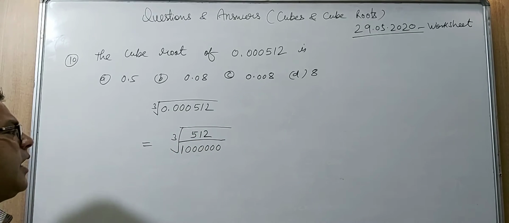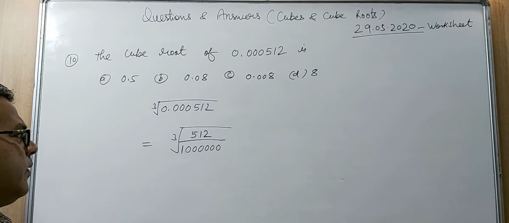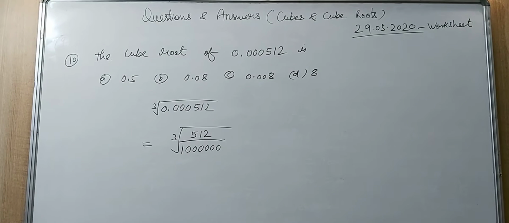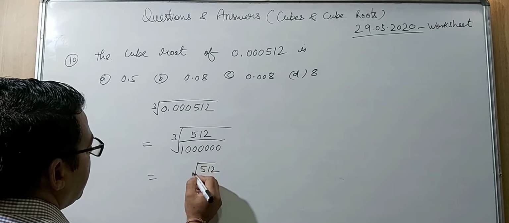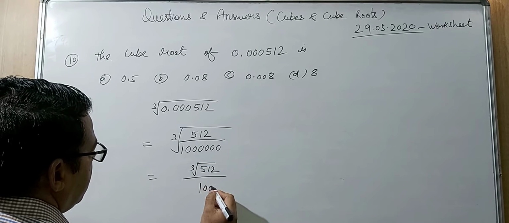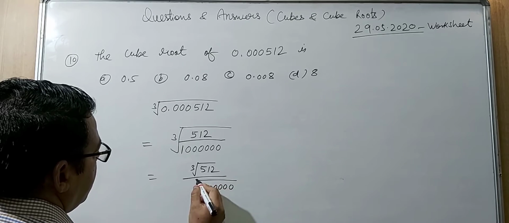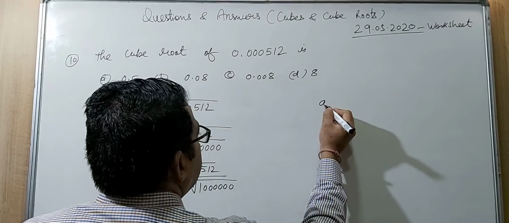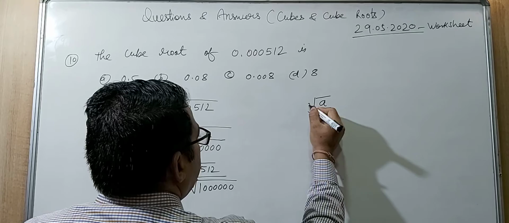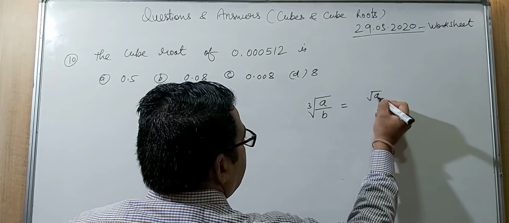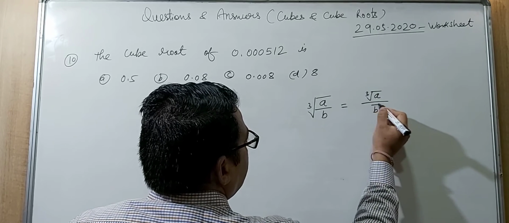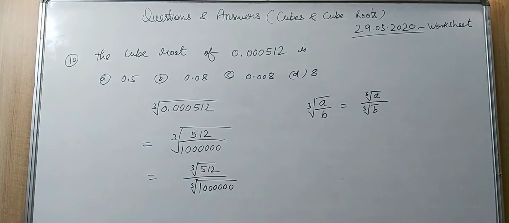So we can write it now 512 by 10 lakh. You can see here. Now, as we discussed earlier, we can also write it like this. We know that if A upon B are under cube root, we can write them as cube root of A divided by cube root of B. This is the property. So individually we can write that, right?